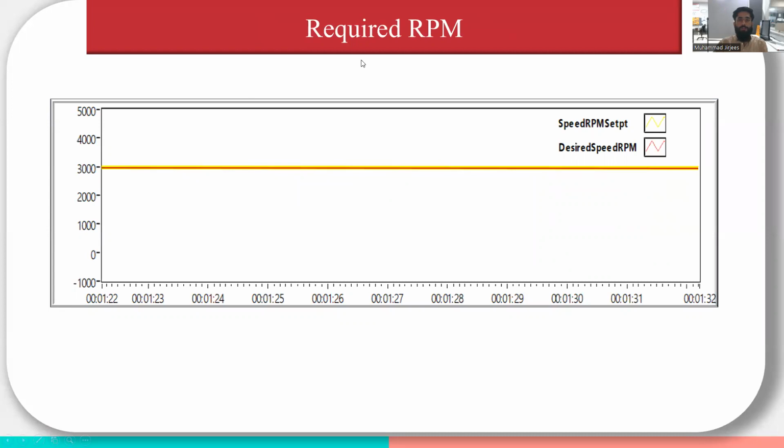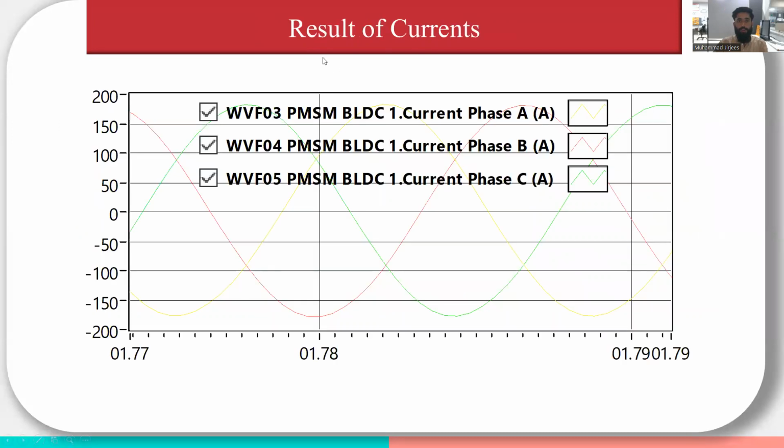Here is the output of our project, especially when we set the RPM to 3000 and the speed RPM set point and desired speed RPM were in phase with each other. The results of current signals can be clearly seen: three-phase sinusoidal signals were achieved, and these were the current signals in the motor windings.